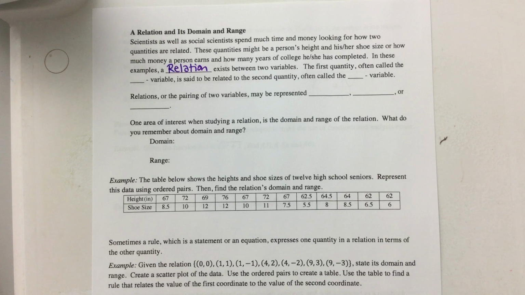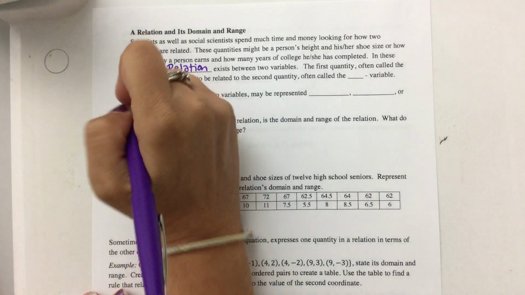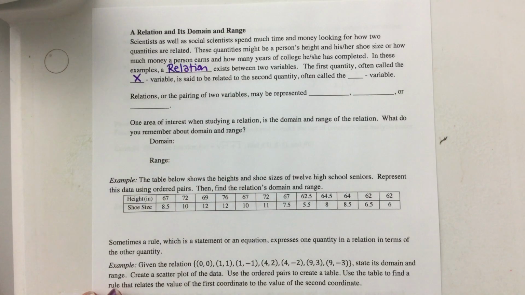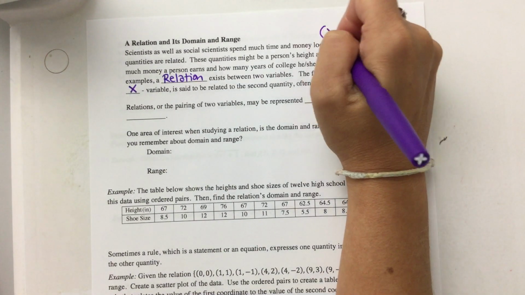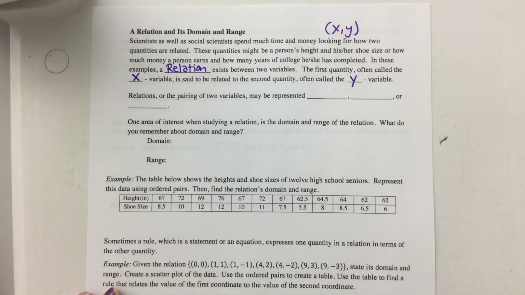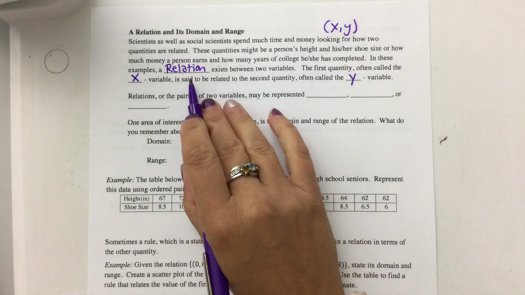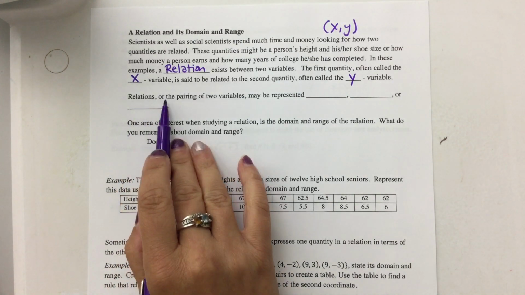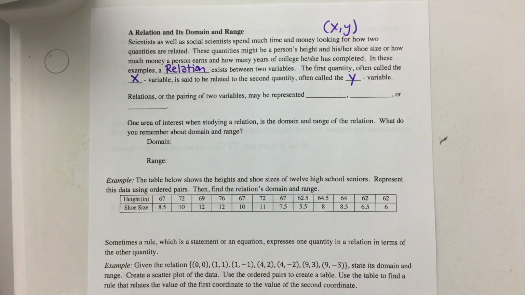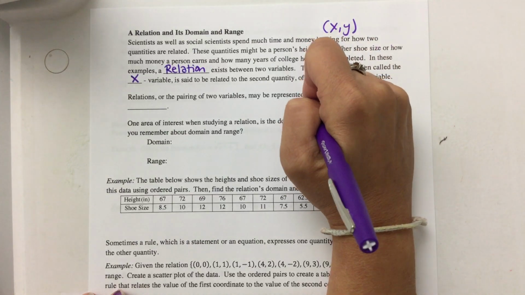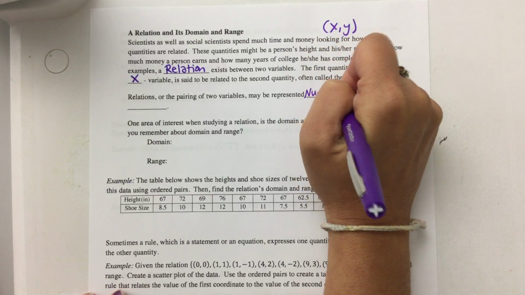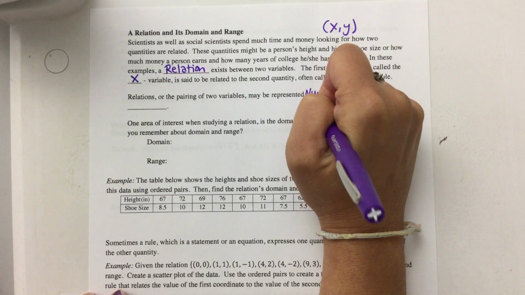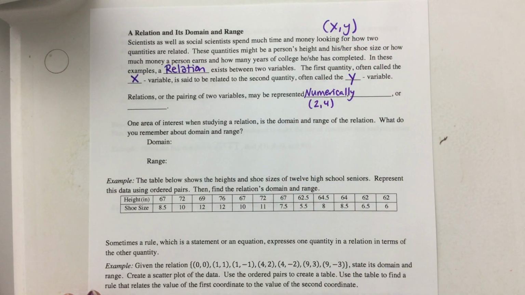And often when we're talking about these relationships in math, the first value is the x variable. The second value is called the y variable. And it's just like we looked at on the previous page of notes. An ordered pair is a relation because it is a pairing of two different values, an x and a y. Relations, or the pairing of two variables, can be represented many ways. The first one is numerically. Numerically means you have like an ordered pair. So you're actually using numbers.